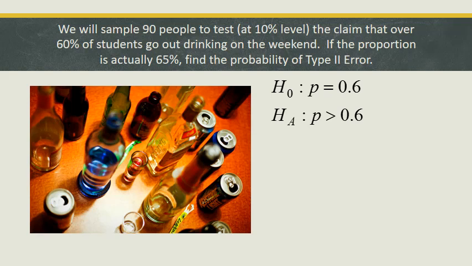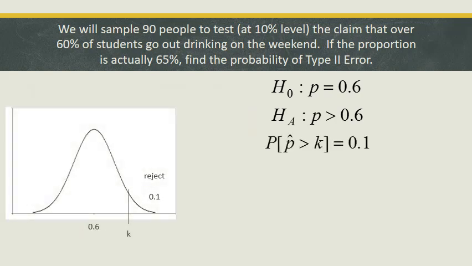And since this problem is about proportions, we already know that we're going to have a z-distribution. We always begin these questions by finding the critical value. Here is the distribution under the null hypothesis that p equals 0.6. This is a one-tailed right-tail hypothesis, so there is a critical value k in the right tail. Since the level is given as 10%, that means that the area beyond the critical value is equal to 0.1. For the z-distribution, we know that this happens when z is equal to 1.282.